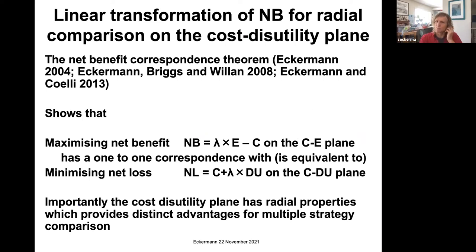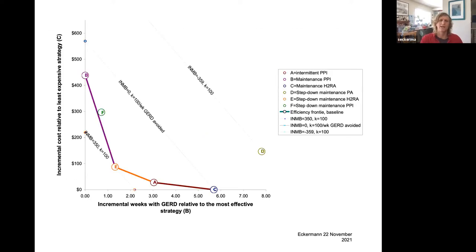So as I've said, with the net benefit correspondence theorem, we've got a nice linear transformation, which allows us to now look at exactly the same strategies on the cost disutility plane. And you can see you've still got the same strategies on the frontier, but we can now measure the extent to which D or F are inefficient or have reductions in net benefit relative to the other strategies. And indeed, at any threshold value, we can identify the optimal strategy.